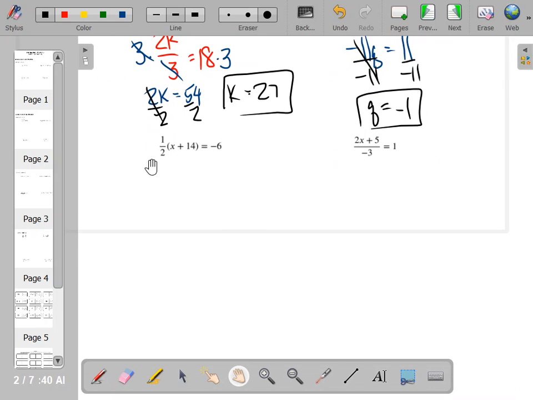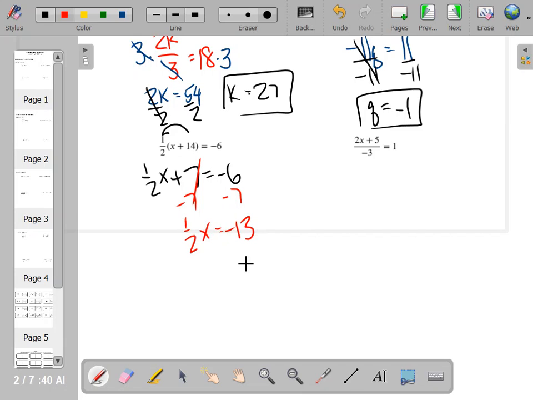You could try this next one a couple different ways. Some people would like multiply both sides by 2. That works, but I'm going to guess most of you distribute, so I'll do that. 1/2 of x is half of x, and 1/2 of 14 is 7. And now it's a two-step equation. Subtract 7, and you get 1/2 x equals -13.